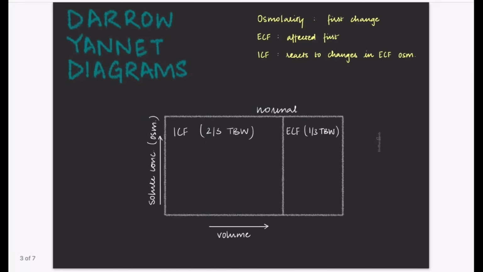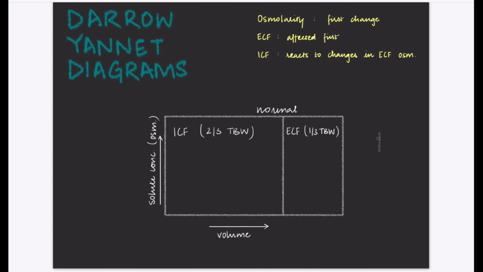Let's move on to Darrow Yannet diagrams. The box diagram that we discussed for total body water is the normal Darrow Yannet diagram, where we saw that the whole thing is total body water, 2/3 is ICF, 1/3 is ECF. So naturally, the x-axis is the volume, and here the y-axis is the osmolarity. This was normal. So to understand Darrow Yannet diagrams, there are 3 things that we need to know.